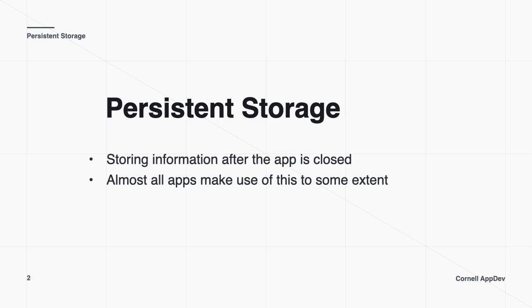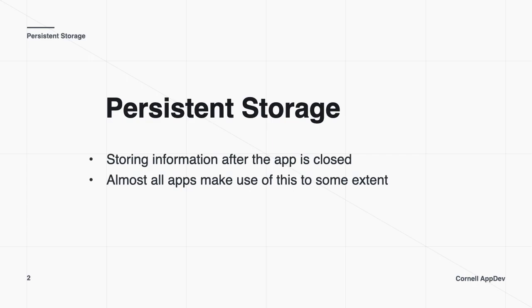So persistent storage is basically storing information after the app is closed. This is really useful, and pretty much all apps you use make use of this to some extent. Some examples of information that we might want to store are things like favorites or different in-app settings. Other things could include login information or more complex data, like, for example, storing images on Snapchat or, in a to-do app, storing all your different tasks and stuff like that.